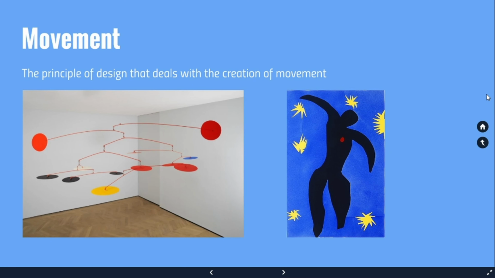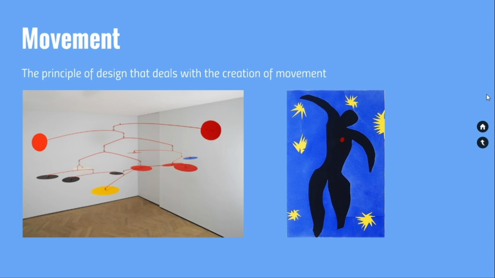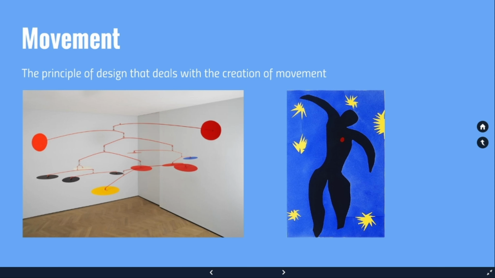Okay, movement. The principle of design that deals with the creation of movement. Now, it's not exactly physical movement, except for like the Alexander Calder right here. We will be making some of these later on in the year for Art 1. But it's the sense that it moves. The eye is guided throughout the artwork to go somewhere.